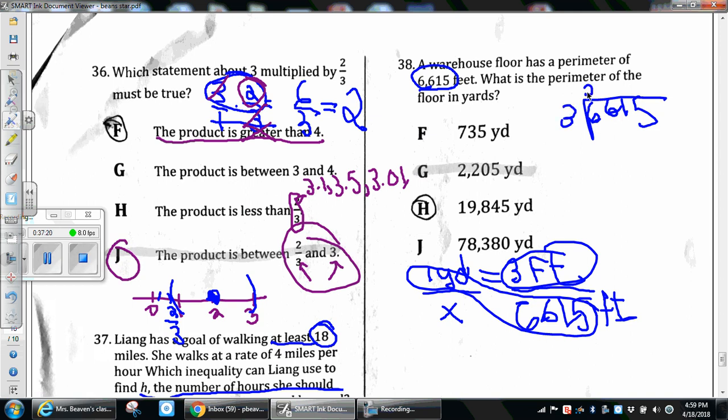So this will be a 2 minus 6, so that will be 0. We drop the next term, which is a 6. We get another 2 here, and then we get minus 6, so that's a 0. We drop the 1. 3 cannot divide 1, so we put a 0. We drop the next number, is a 5. 3 goes into 15 5 times. So that's our answer, G.